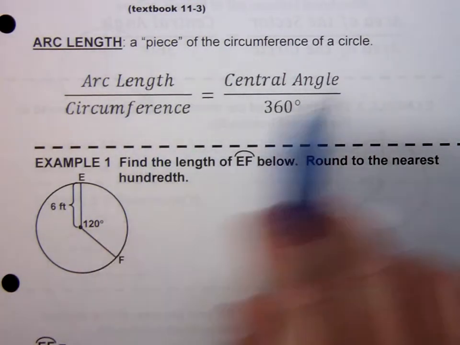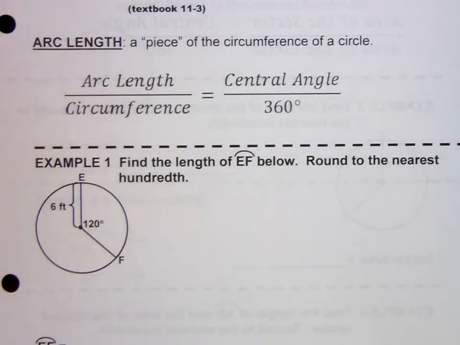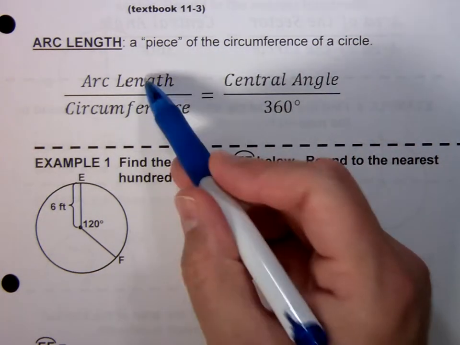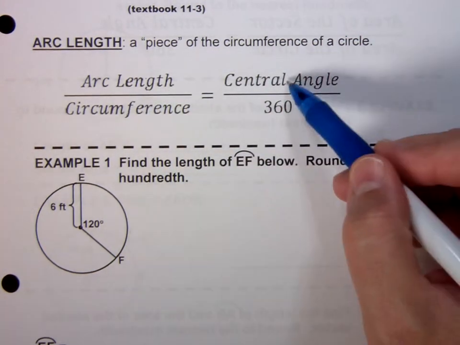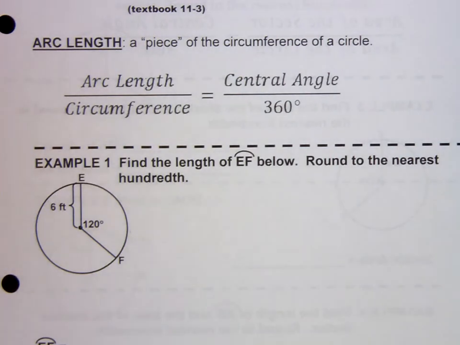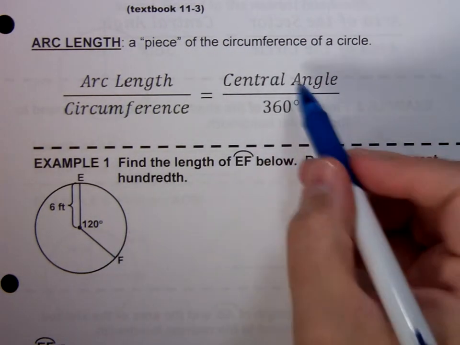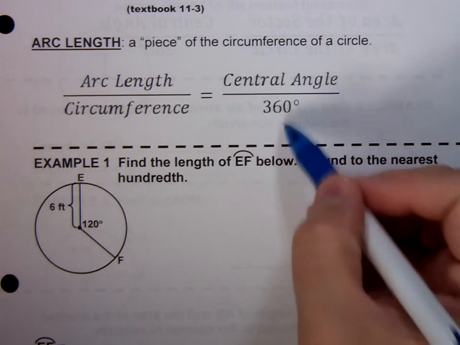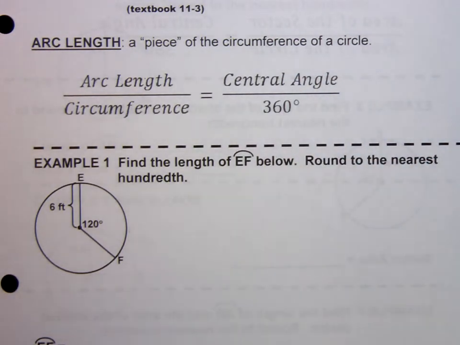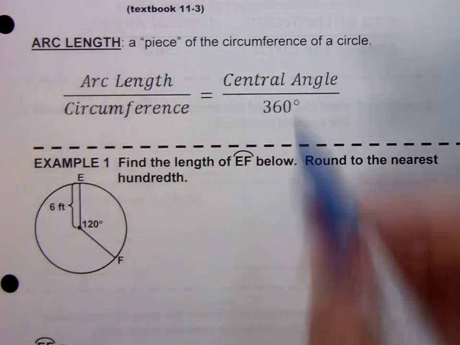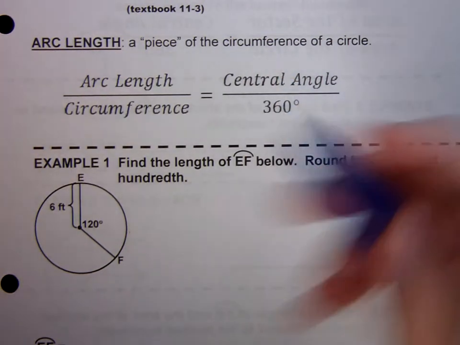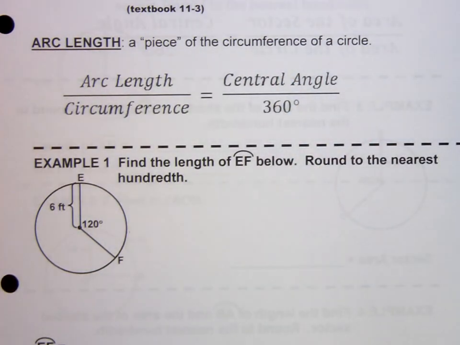We have a proportion that we'll use to find arc lengths. Arc length over circumference equals central angle over 360. And in each one of these, it's like a percentage. It's the part over the whole. So if you know the central angle, we'll know what percentage of the circle we're dealing with as we put that part, that central angle, over the total of 360 degrees in a circle.